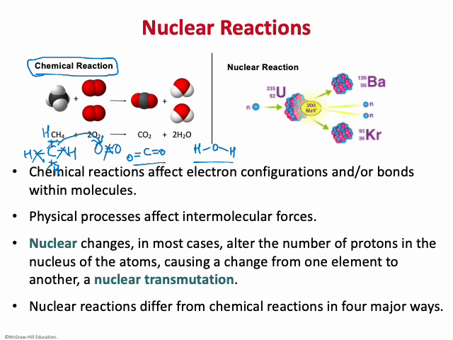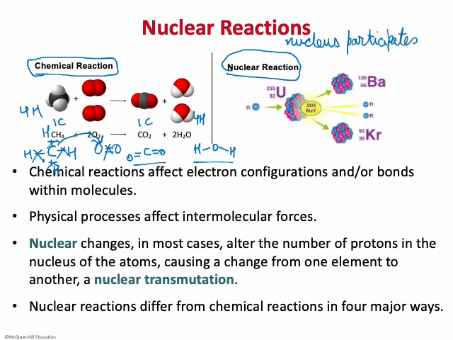For example, on the reactant side, I have 1 carbon, in the product, I have 1 carbon. I have 4 hydrogens here, I have 2 times 2, 4 hydrogens here. So the number of atoms are the same, they do not change their identity. But in case of a nuclear reaction, the nucleus participates.